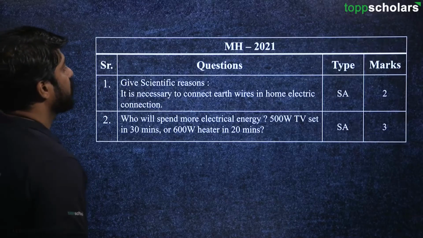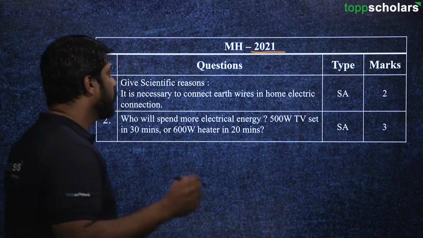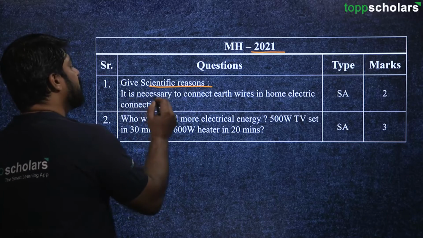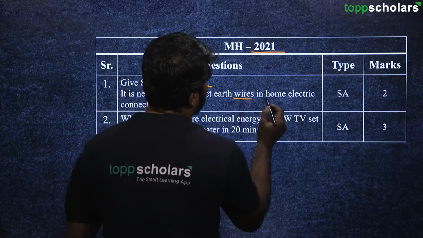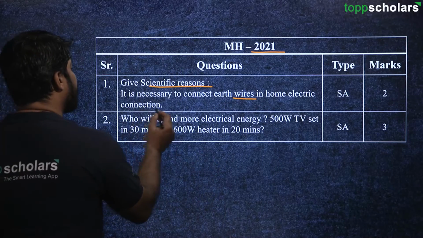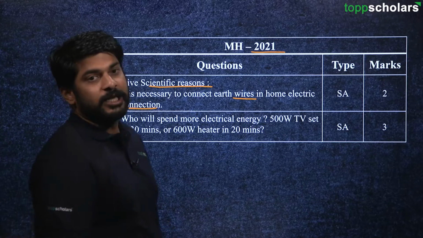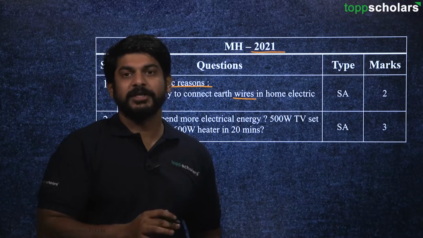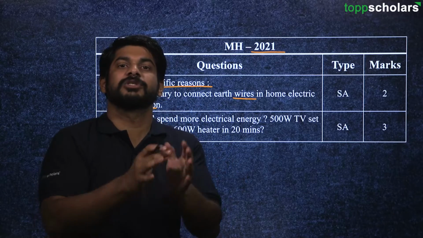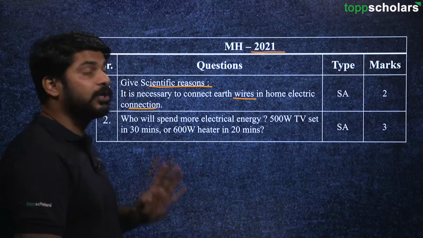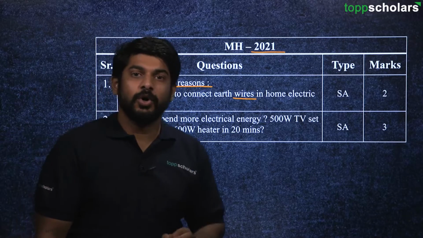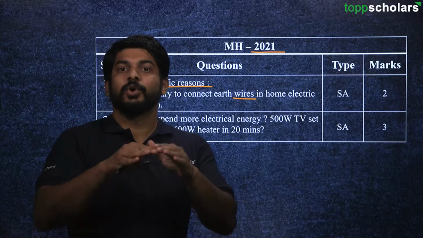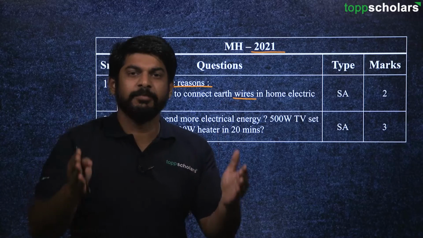Moving on to the next question from the year 2021. Here, give scientific reasons. 1. It is necessary to connect earth wires in home electrical connection. Generally, if we see, every household is connected to ground, isn't it? Every electrical connection in a house is generally connected to a ground. Why is it so? It is because if you have any electrical equipment, like let's say a washing machine which generally has a metallic body.